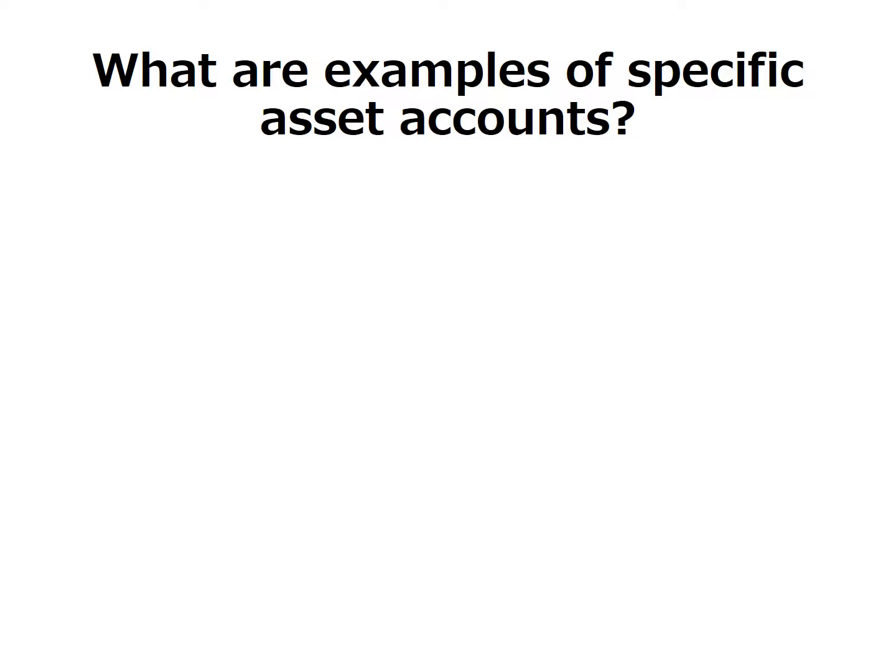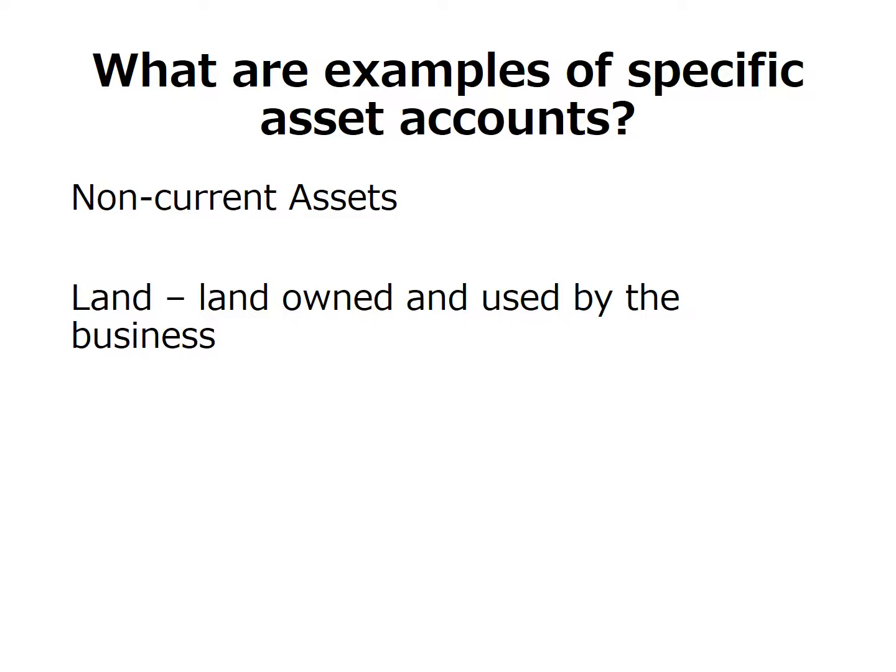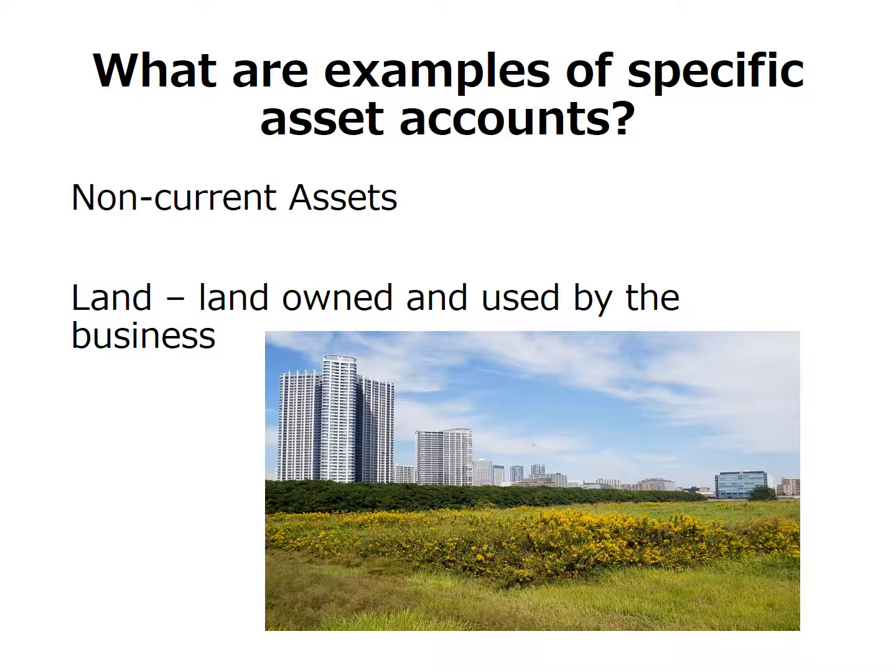Let us discuss the specific asset accounts under the non-current assets category. The first one is land. Land owned and used by the business. It can be the land where the office was built or the land purchased or acquired for any other business use. Again, please take note, the land should be owned and should be used for business purposes only.